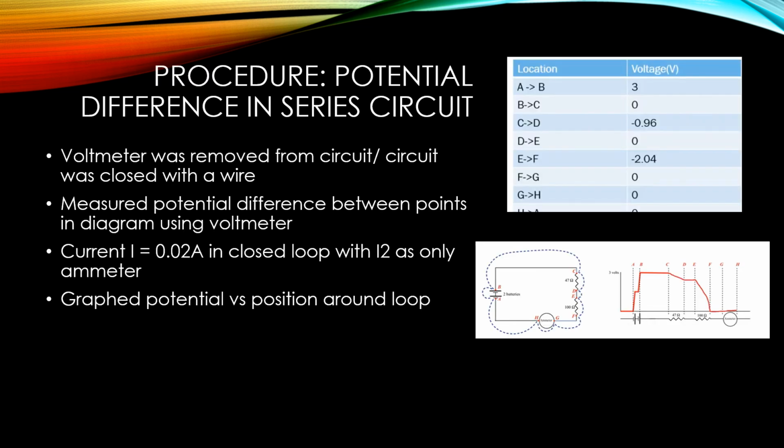For the procedure for the potential difference in the series circuit, the voltmeter was removed from the circuit, and the circuit was closed with a wire. The measured potential differences between points in the diagram using the voltmeter are to the right, you can see in the chart, and the current was 0.02 A in a closed loop with I2 as the only ammeter. You can also see the graph of potential versus position around the loop, as well as the circuit itself.